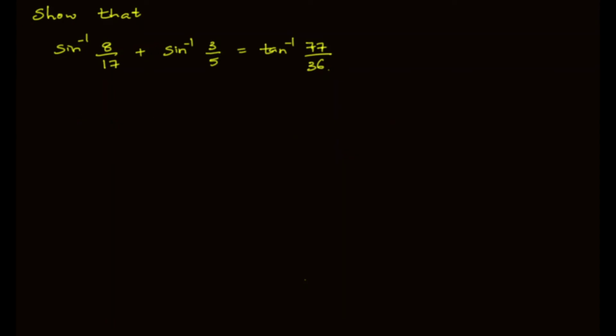Hello everyone. Now let's look at a question from NCERT, inverse trigonometric functions, which reads: we have to show that left hand side is equal to right hand side. Sine inverse 8 by 17 plus sine inverse 3 by 5 equals tan inverse 77 by 36.